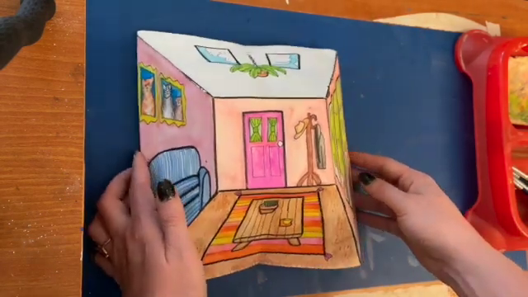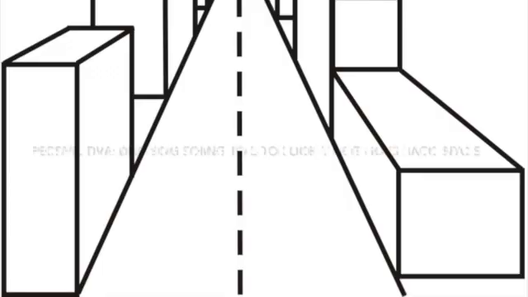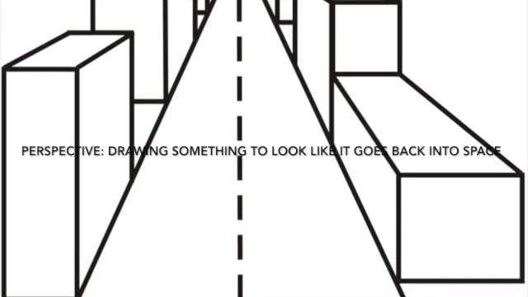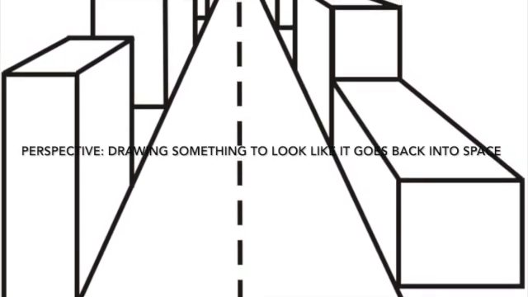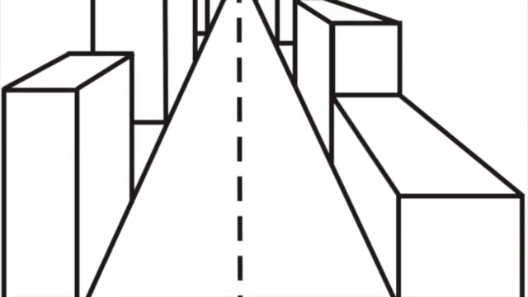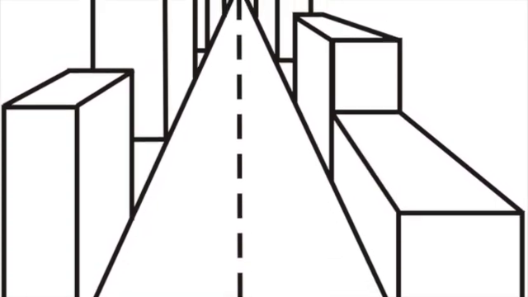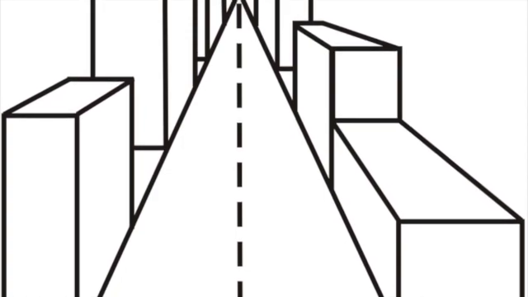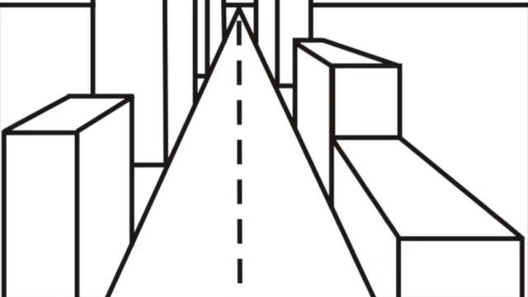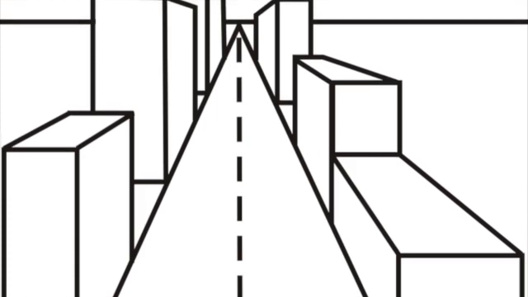But first, we need to talk about what perspective is. Perspective is a drawing tool for artists to create the illusion of space on a flat piece of paper. For example, this drawing of a road with buildings on either side of it is using perspective. It is creating the illusion that this road is going way back into the space of the paper for miles and miles, when really it's all just an optical illusion.